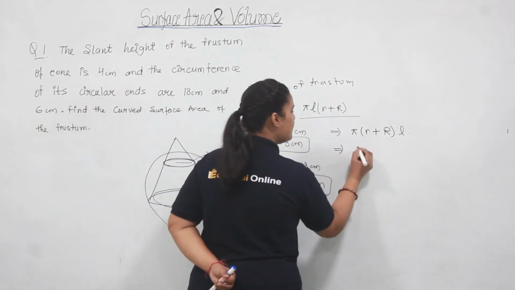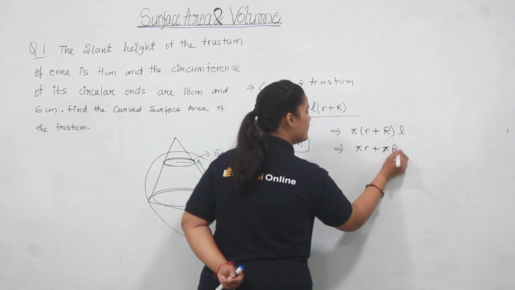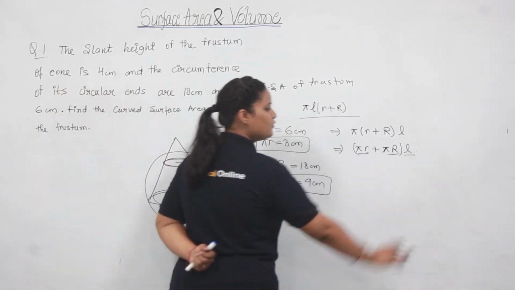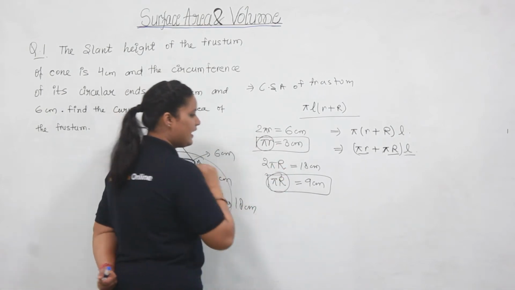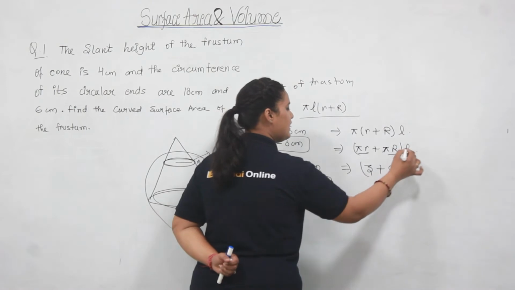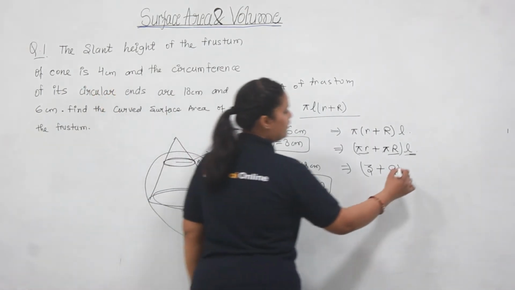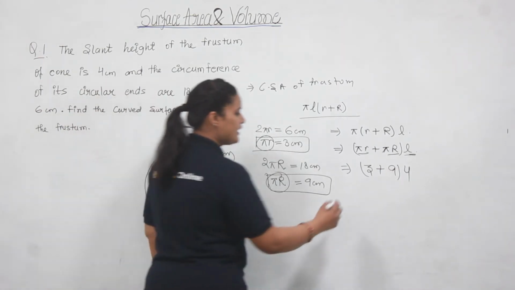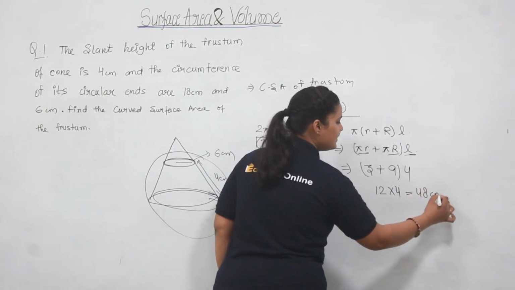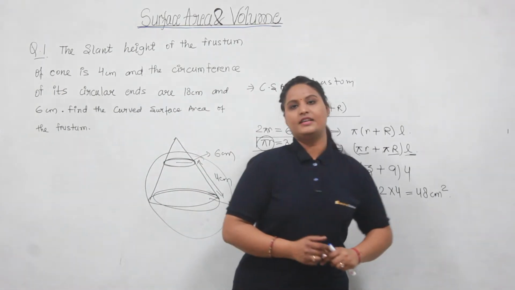So can I multiply it? Pi R plus pi r, and L. Any problem? No, I can write it as (pi R plus pi r) into L, and we have the values of pi R and pi r. It is 9 and it is 3, and the value of L is already given in the question, that the slant height of the frustum of the cone is 4 centimeter. Now only the calculation part is left. 9 plus 3 is 12, 12 into 4 is 48 centimeter square. Hence, the curved surface area of the frustum of the cone is equal to 48 centimeter square.